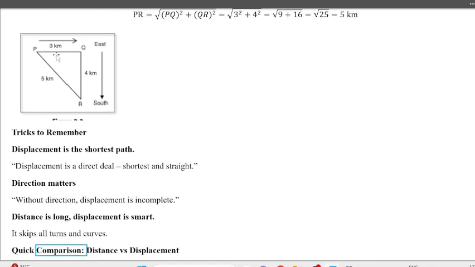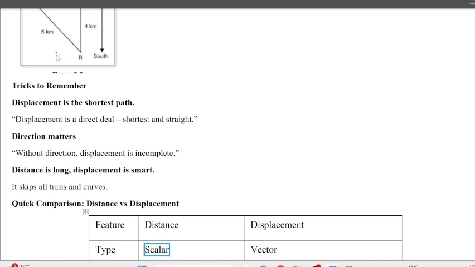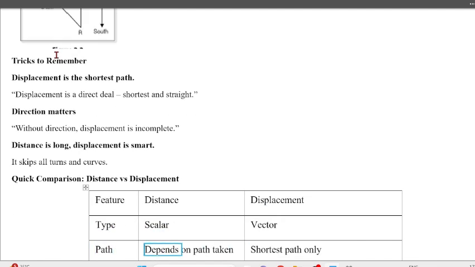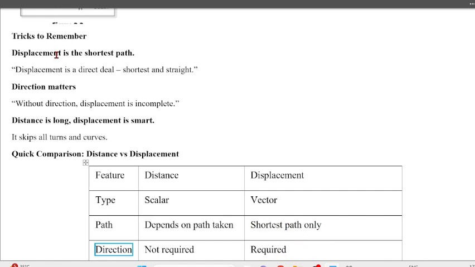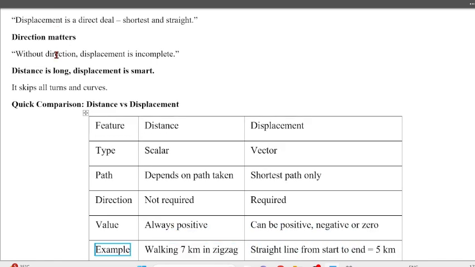Quick comparison: distance versus displacement. Distance is a scalar, displacement is a vector. Distance depends on the path taken; displacement is the shortest path. Direction is not required for distance, but it is required for displacement. Distance is always positive, while displacement can be positive, negative or zero. Example: walking 7 kilometers in a zigzag, the straight line from start to end is 5 kilometers.